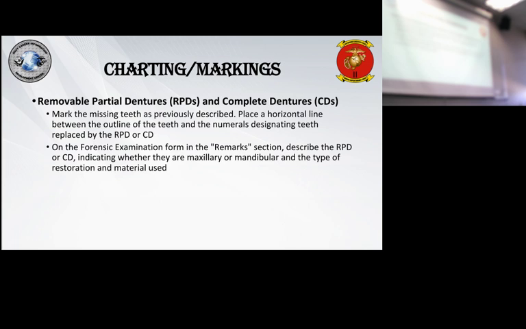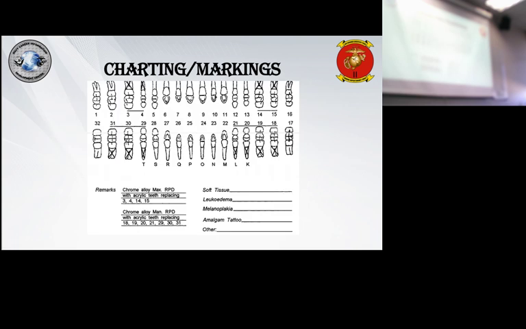Removable partial dentures and complete dentures. All right, we're going to mark the missing teeth as previously described, right? We're going to do the large X. We're going to place a horizontal line between the outline of the teeth and the numerals designating the teeth replaced by said denture, right? On the forensics examination form, in the remarks section, we're going to describe the type of denture. Yes?